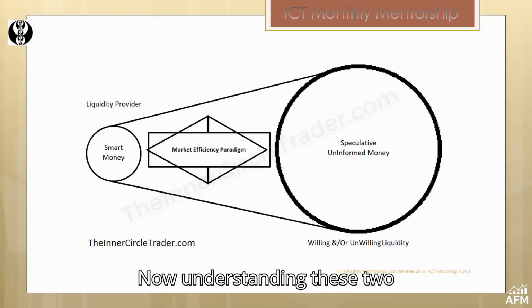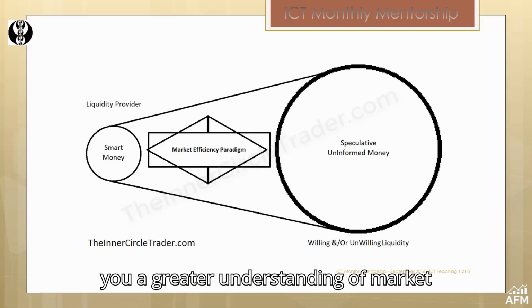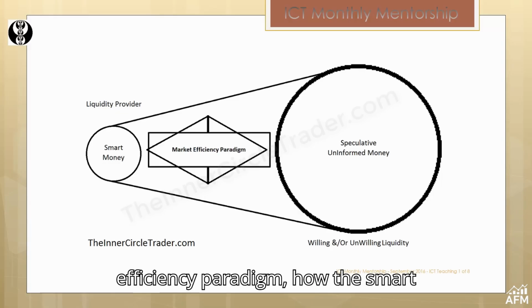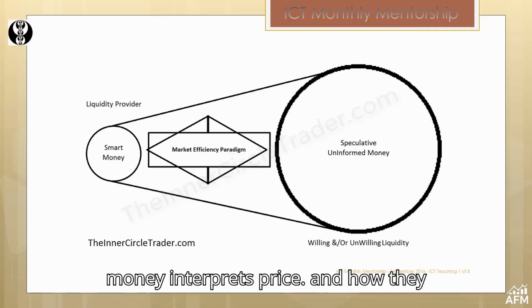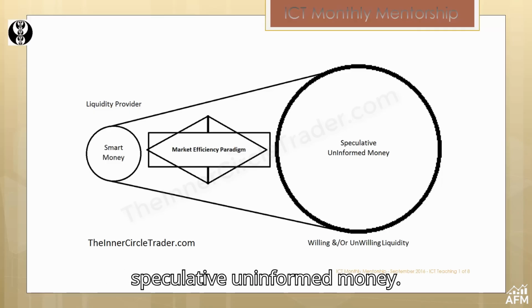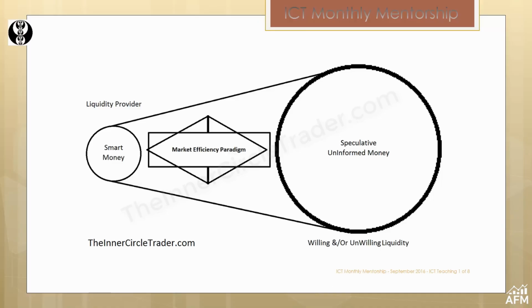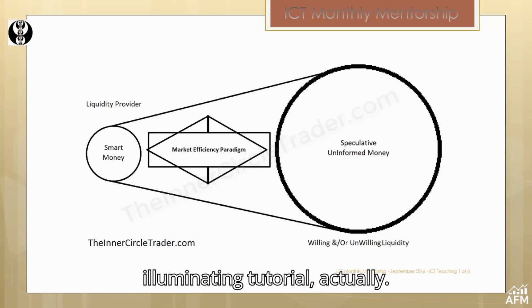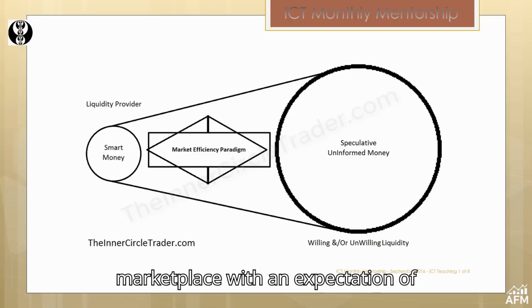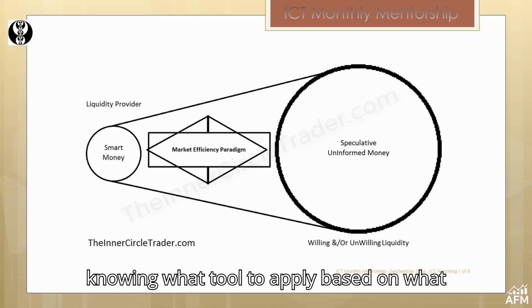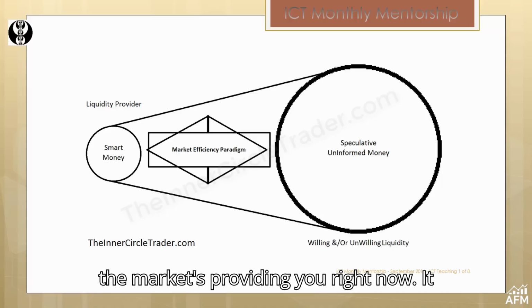Now, understanding those 2 characteristics together will give you a greater understanding of market efficiency paradigm, how the smart money interprets price, and how they influence the general populace or the speculative uninformed money. It's going to be a rather illuminating tutorial, actually. You're going to be able to look at the marketplace with an expectation of knowing what tool to apply based on what the market's providing you right now.